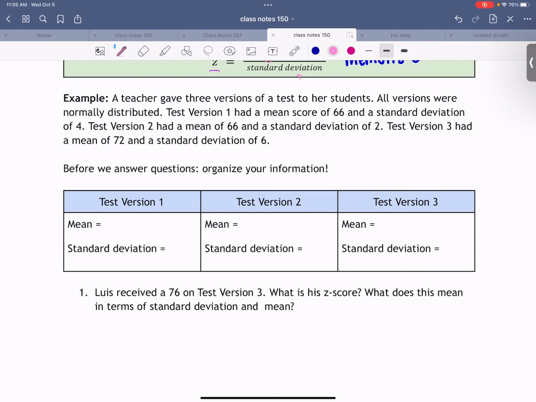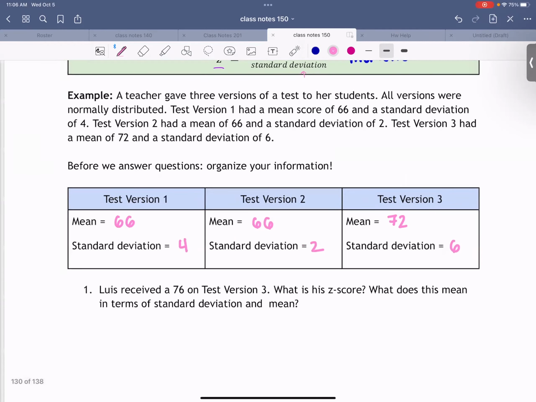Test 1 has a mean of 66, so let me write that down here, and a standard deviation of 4. Once I organize it in a table, I don't have to go back to the question and read all the words up here, and it gets nasty, right? Test version 2 has a mean of 66 and a standard deviation of 2. And test version 3 had a mean of 72 and a standard deviation of 6. Okay, very good. Now I never have to go back to my question. All I have is my chart.